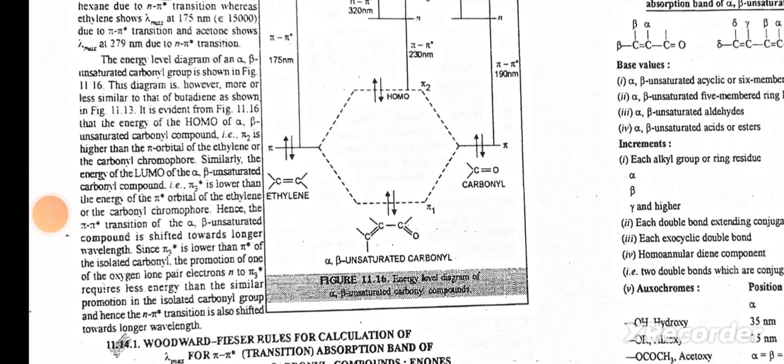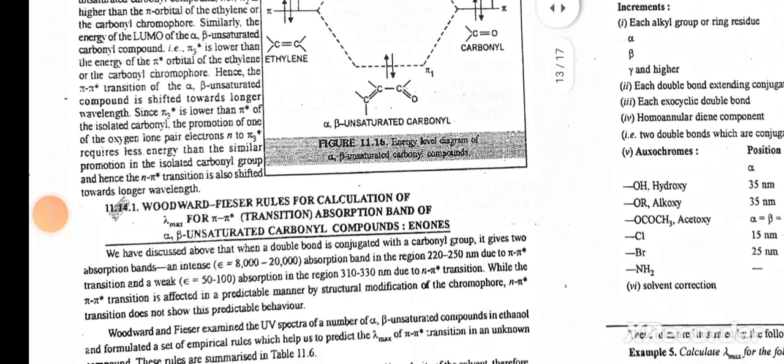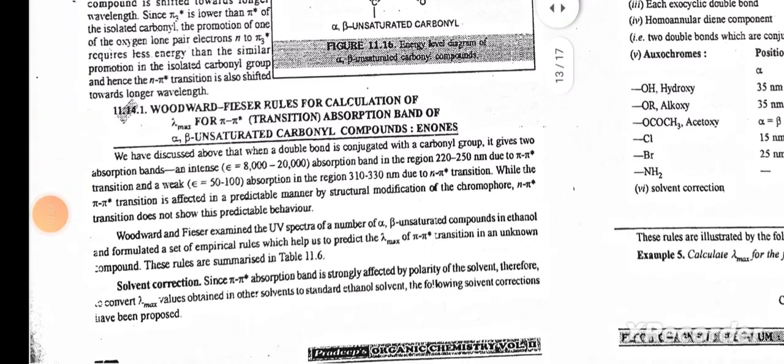The promotion of one of the oxygen lone pair electrons n to pi star requires less energy than the similar promotion in the isolated carbonyl group, and hence the n→π* transition is also shifted towards longer wavelength.